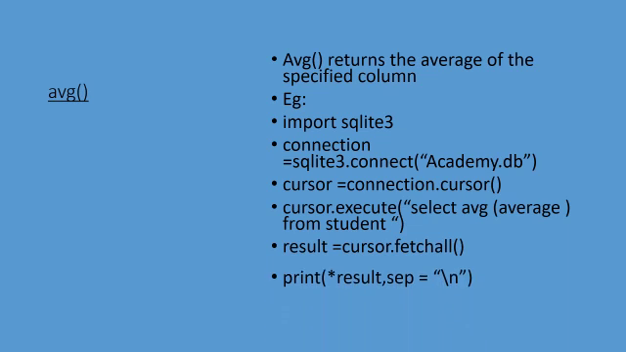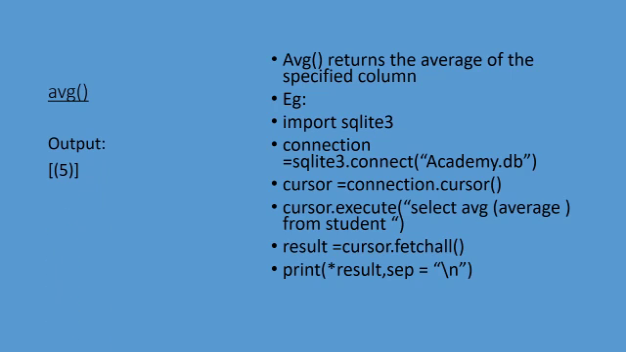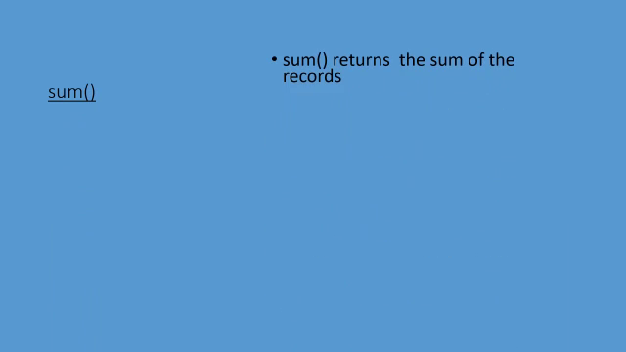So result equal to cursor.fetchall, print result. See the output here. 5 is the average for the records in the average column. Next, sum. Sum is mainly used to print the sum of the numbers, the sum of the records, addition. That's all. See the example for this.